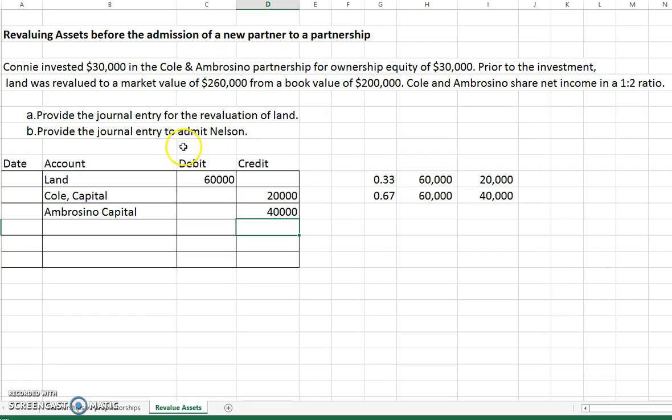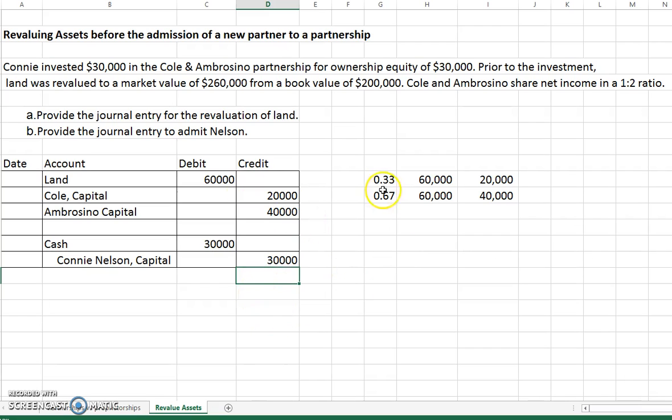Okay, so when we go to admit the new partner, her name is going to be Connie Nelson. I should put that here so that we know that this is Connie Nelson, but we're going to put in Nelson. Invested $30,000 into the partnership. Since Connie is putting the assets into the partnership, cash of the partnership will go up, and then Connie Nelson Capital will get the benefit of her $30,000 because it says that she invested $30,000 and got an ownership equity of $30,000.